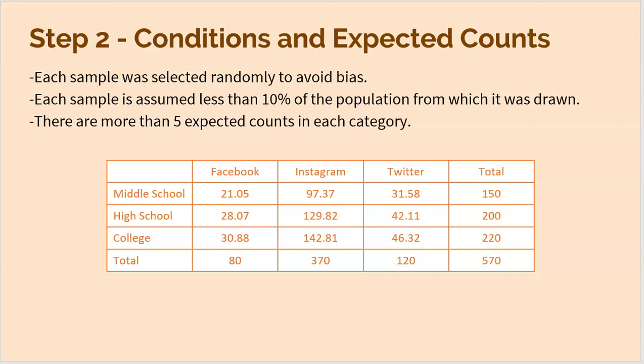So part of step 2 is getting those expected counts. In the previous video for 8.4, we learned how easy it is to get the expected counts. You just take the row total times the column total, and the order there doesn't really matter because you're multiplying, and then divide by the grand total. So where did I get 21.05 expected Facebook users for middle schoolers? I took 150 times 80, so the row total times the column total, divided by the grand total of 570. And you literally just repeat that for every single one of those values in the middle of the table.